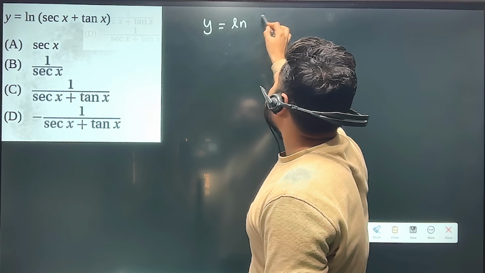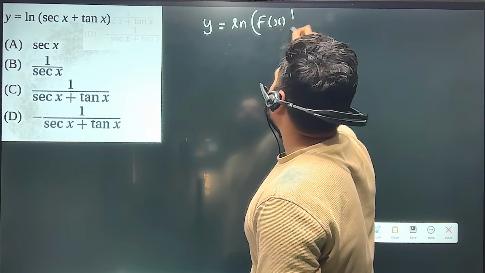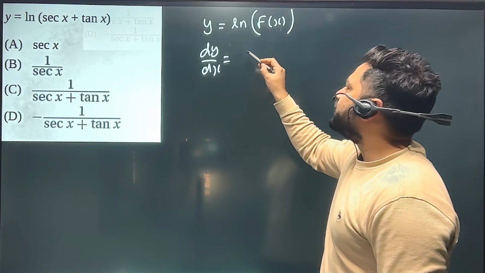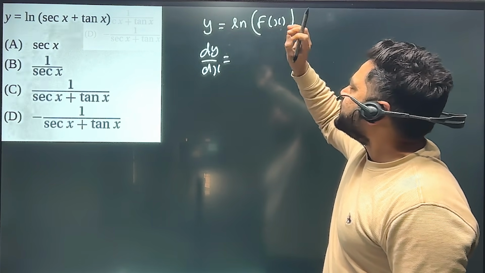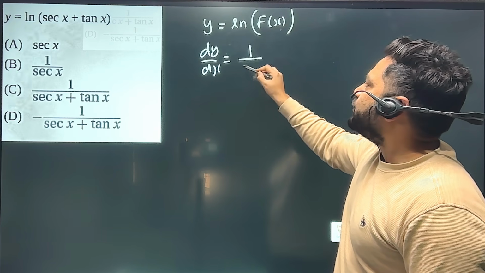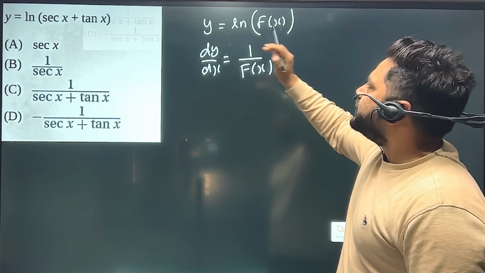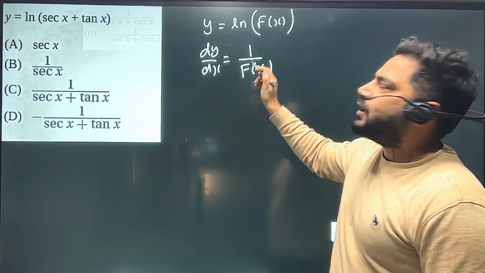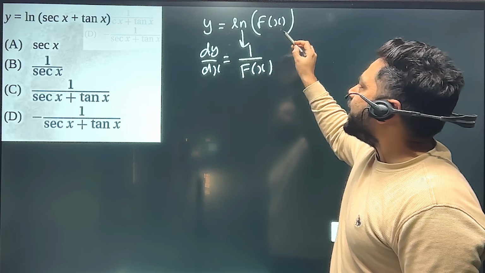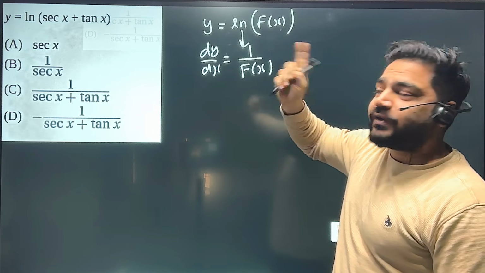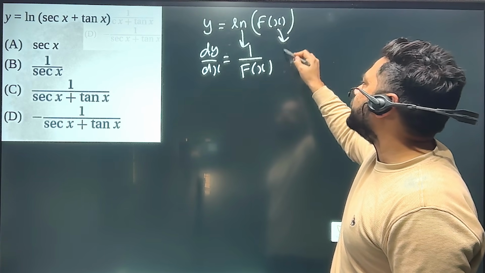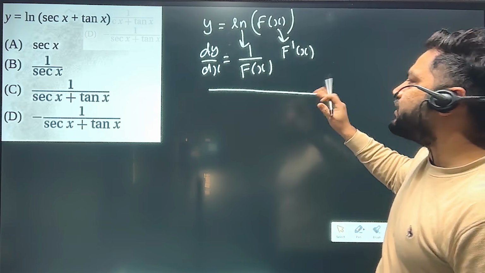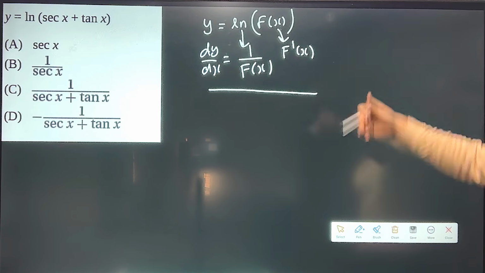Suppose we have ln f(x). How to do its differentiation? Ln f(x) differentiation will be 1 upon f(x), whatever is inside the ln, and this is the derivative of ln. And now we'll also do the derivative of f(x) separately. The derivative of f(x) will be f dash x, and these we have to multiply. This is the basic formula for finding the derivative.